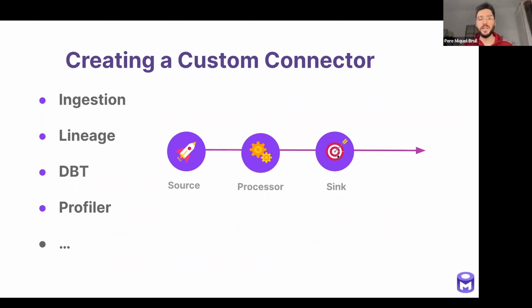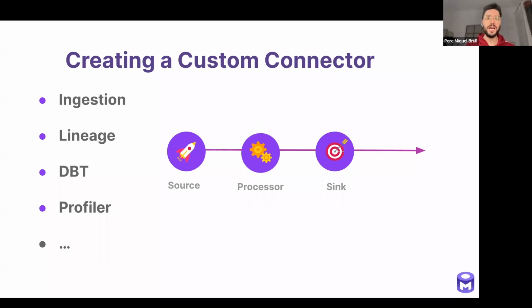And finally, we send the results of all of these computations somewhere, which by default, this sink, this somewhere, is the API. And again, this is what happens when we're talking about metadata ingestion, lineage, dbt, profiler, data insights, Elasticsearch reindex. All of this is what happens in all of these steps.